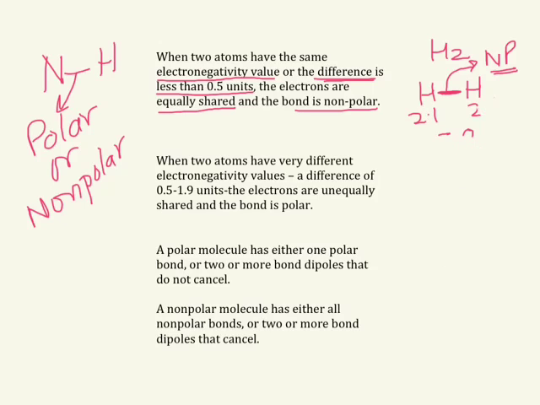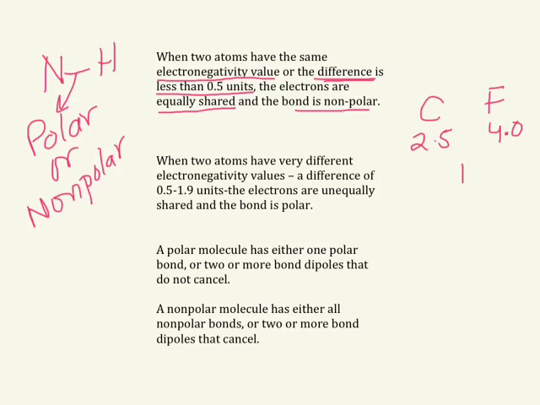On the other hand, let's take the example of carbon and fluorine. Carbon electronegativity is 2.5, fluorine is 4.0. Now what's the difference? The difference is 1.5. Now when two atoms have an electronegativity difference of 0.5 to 1.9 units, that means electrons are not shared equally and the bond is polar. So the bond between carbon and fluorine is a polar bond. These electrons are not shared equally. Instead, these electrons are more towards fluorine, and we show it like this. That shows that these electrons are more towards fluorine and the bond is polar.